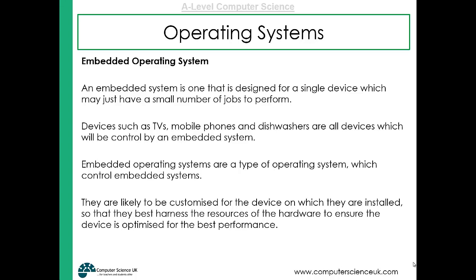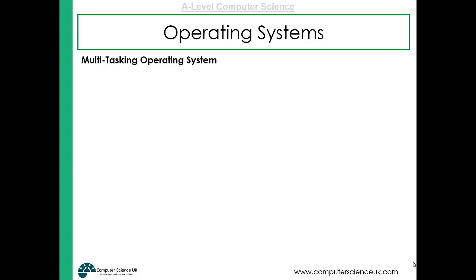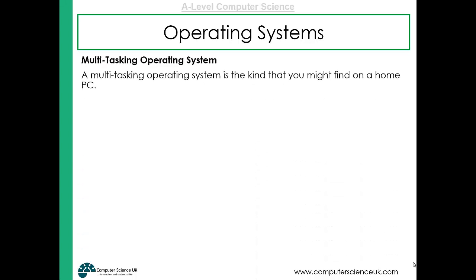So like I said before, you wouldn't want to install a Windows operating system onto a small device which just does a couple of tasks. What would be best would be to actually write that operating system so that it uses the resources most efficiently, can run really quickly, and therefore make sure that that particular device is optimized. A multitasking operating system. These are the ones that you would be using on your laptop or on your desktop.